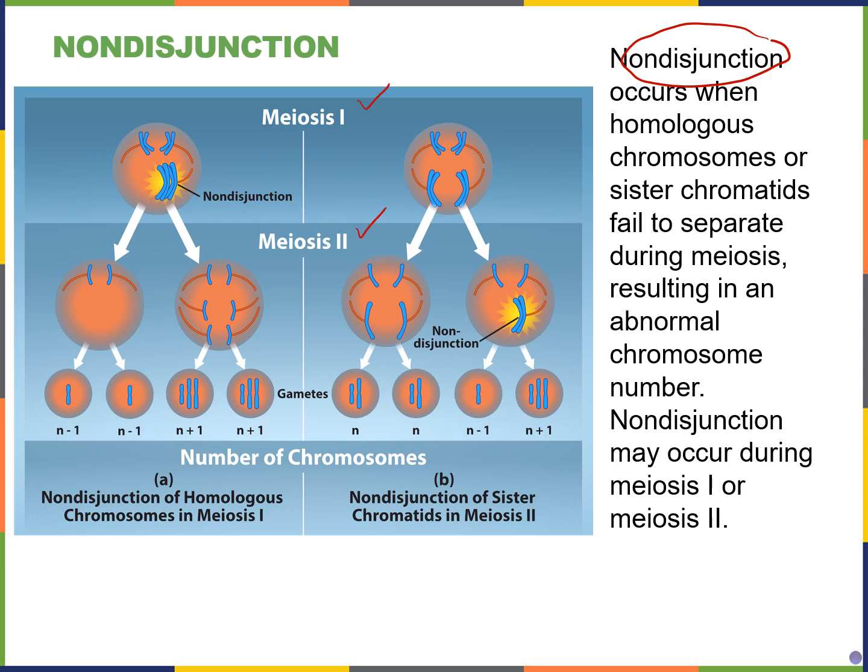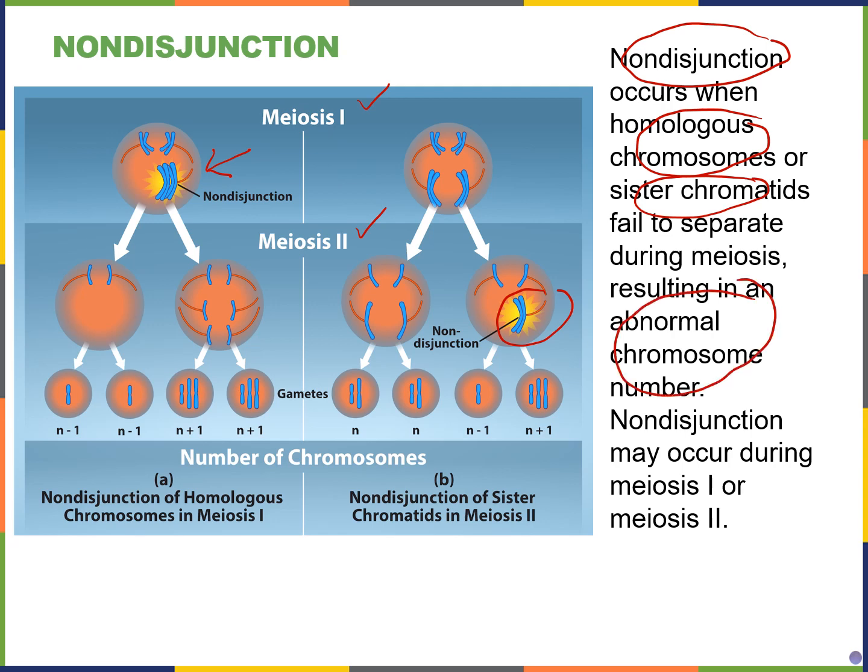If it occurs in meiosis 1, what happens is homologous chromosomes are not separating as they should, and you can see that here. This is in meiosis 1. If nondisjunction happens in meiosis 2, sister chromatids are not separating as they should. So that's meiosis 2. Either of these cases will result in an abnormal number of chromosomes.